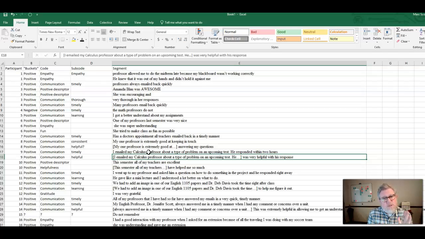But then when I notice that there's something that I could assign a different code to, I split it out and I use these brackets when I'm repeating something from a previous segment, if that makes sense.